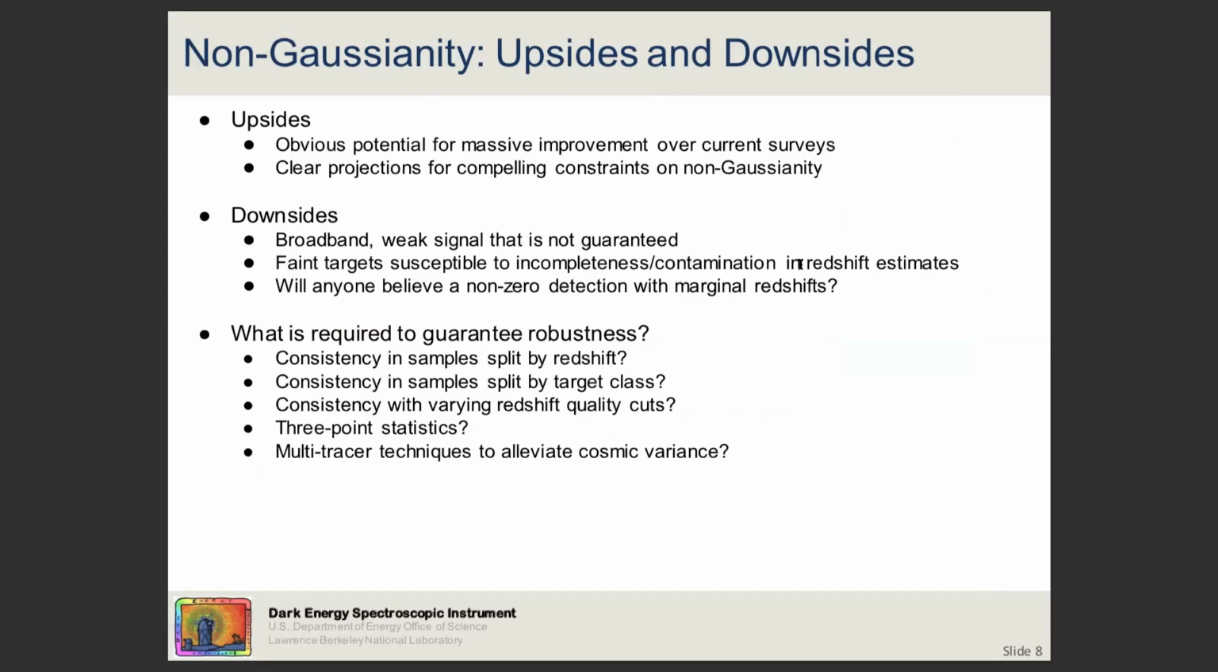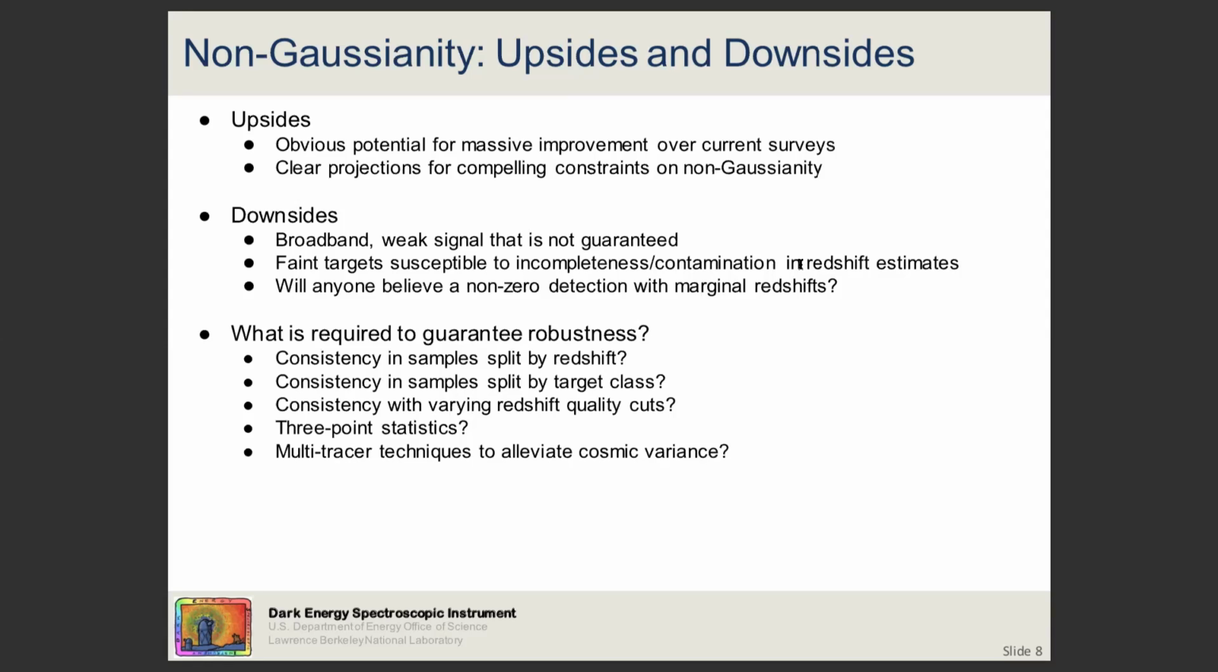So on non-Gaussianity, I think we all agree that current surveys do not tap into this observable with any real precision. There's a clear potential to get a very vast improvement over current studies. We also have very clear projections that show there are compelling results out there. Michael, I wasn't here yesterday, so I apologize, but you gave projections for FNL from a spectroscopic survey yesterday.